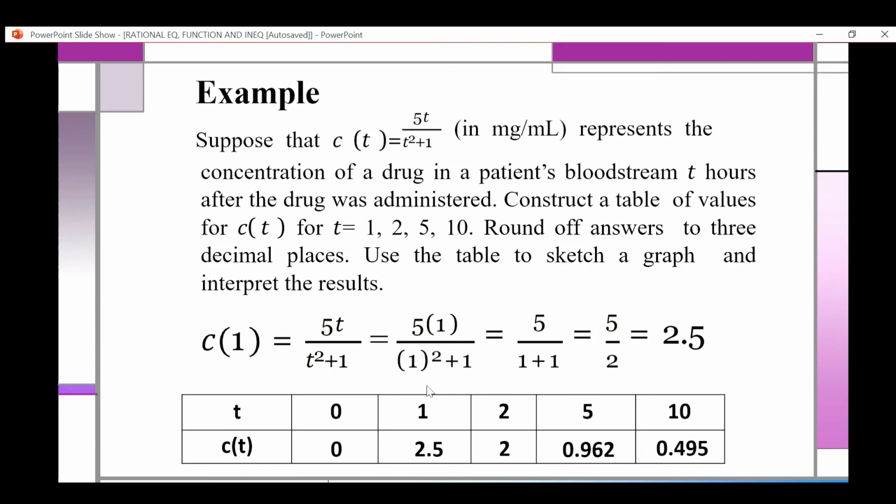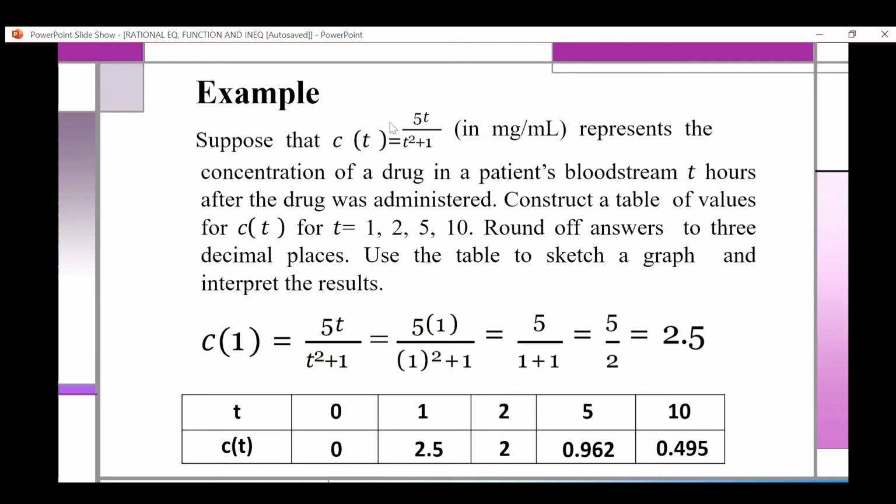And then 5 times 1 when t is equal to 1, over t squared, that's 1 plus 1. So, 5 over 2, that is 2.5. And then, if t is equal to 2, so 5 times 2, that's 10, and then 2 squared is 4 plus 1. So 5t, that's 5 times 2 over 4 plus 1. Okay. So that's 10 over 5. So the answer is 2.